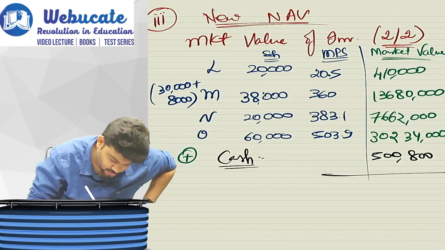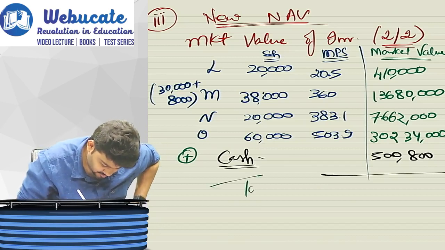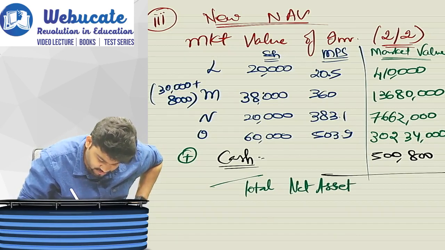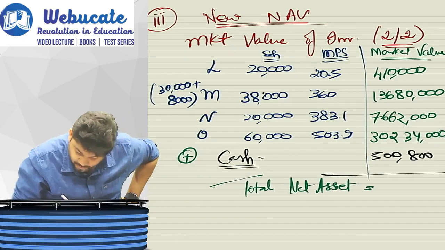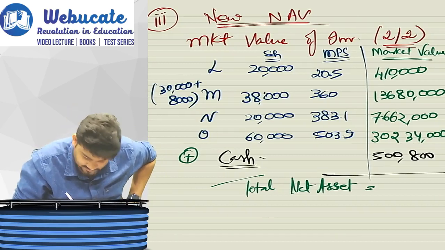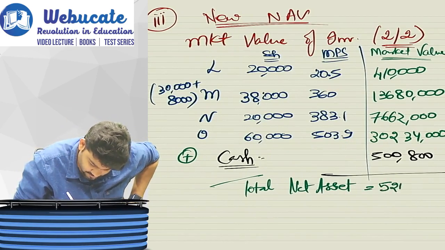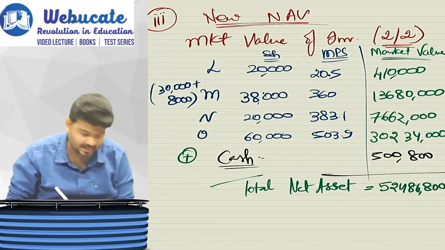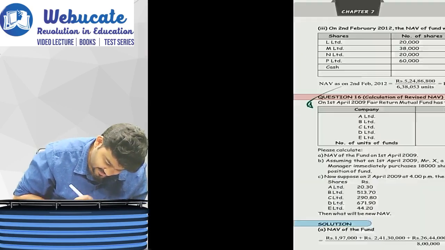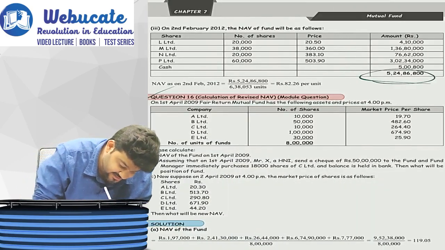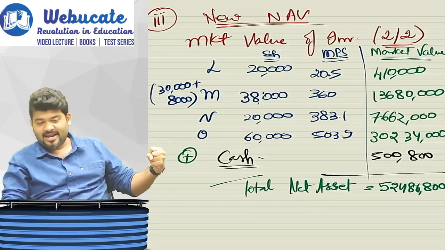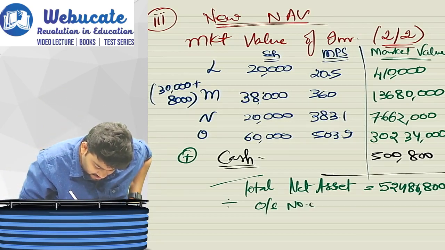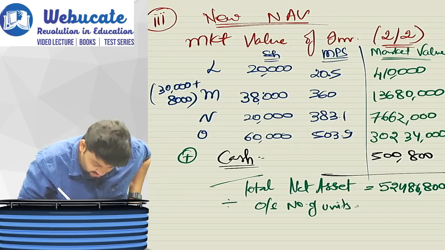So this works out to rupees, total net asset works out to rupees 5 crore 24 lakh 86,800. Am I right or is there a calculation error? Please check. 5 crore 24 lakh 86,800 divided by the outstanding number of units, and how much is that?